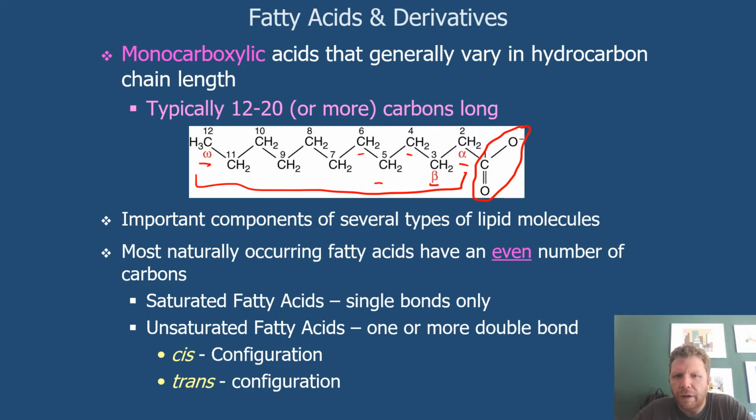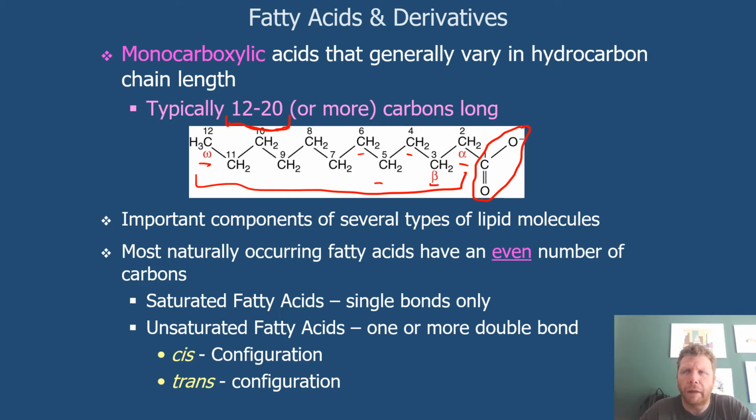Most naturally occurring fatty acids have an even number of carbons, so 2, 4, 6, 8, 10, but most of those range between 12 carbons and 20 carbons. We've got 2 classifications for these. They are saturated fatty acids, where they have nothing but single bonds, and then we've got unsaturated fatty acids, where there is at least one double bond.